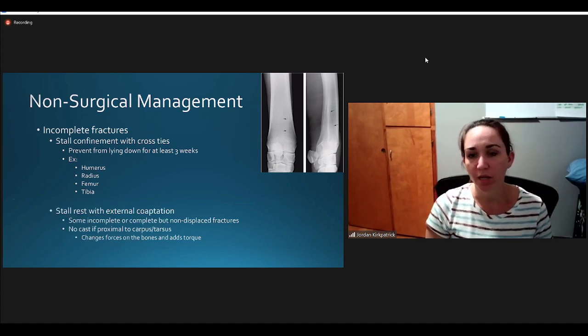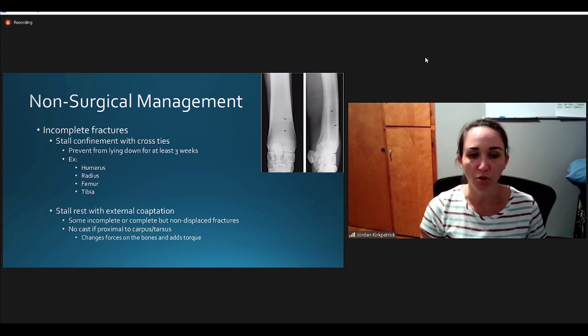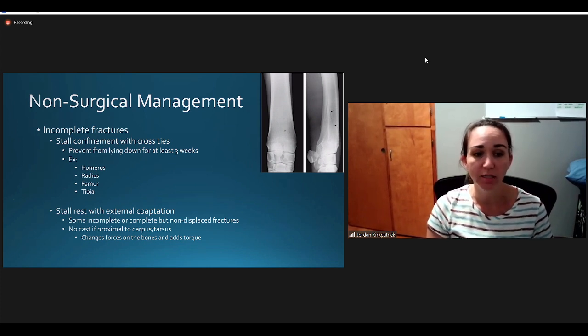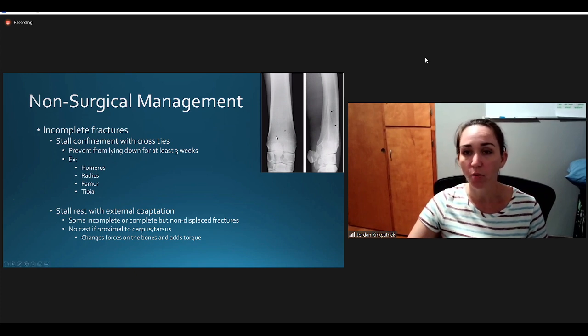Some of them, depending on where it is, you might also do stall rest with some form of external coaptation, so a cast or a bandage cast. But if the fracture is proximal to the carpus or tarsus, you don't actually want to cast them because it changes the force on the bone and it actually just makes the leg a heavy pendulum and can make the fracture worse.